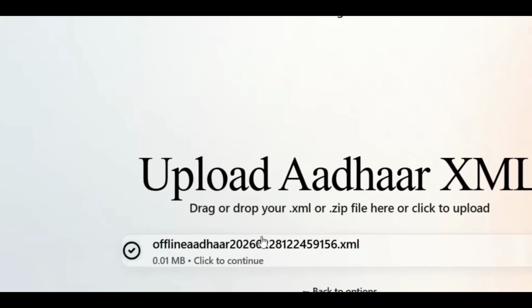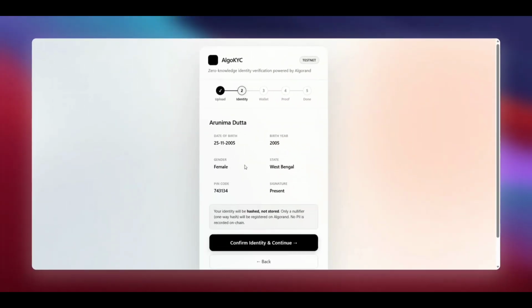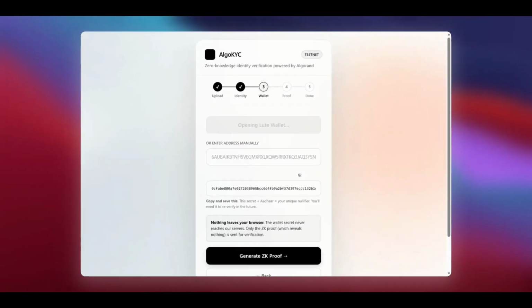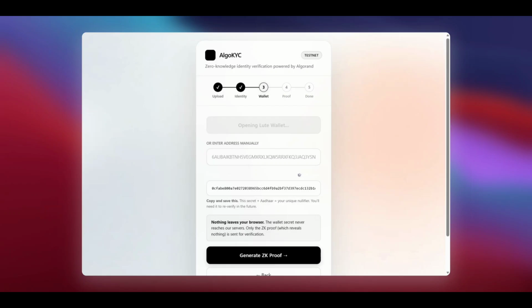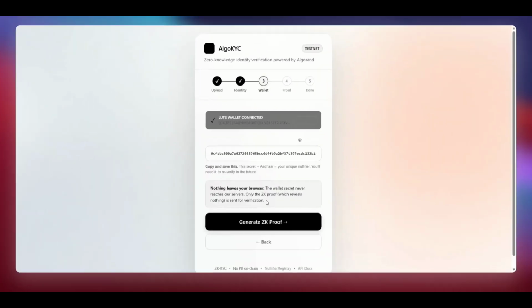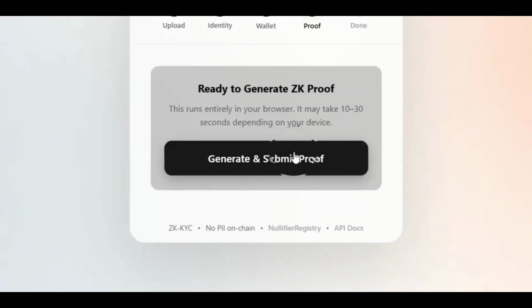The user uploads their offline Aadhaar XML file. They can use DigiLocker also. Instead of sending this to a backend server, verification happens locally in the browser. We use a cross-circuit zero-knowledge architecture to verify the UIDAI RSA-2048 signature directly on the client side. This means the app never sees the user's raw identity.